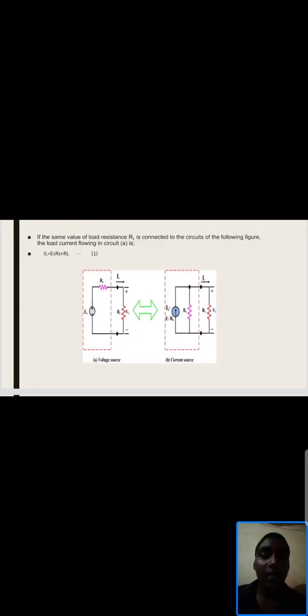If the same value of load resistance RL is connected to the resistor of the following figure, the load current flowing in circuit A is.